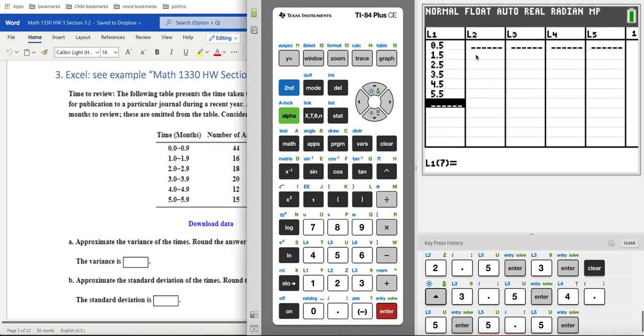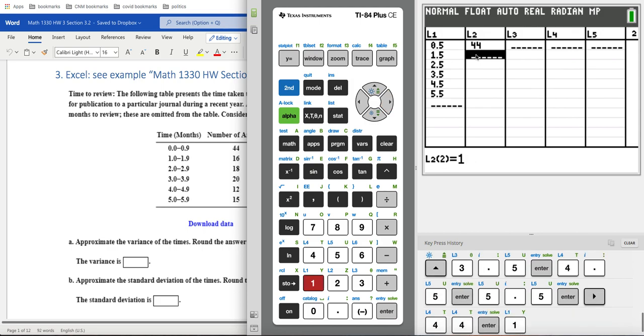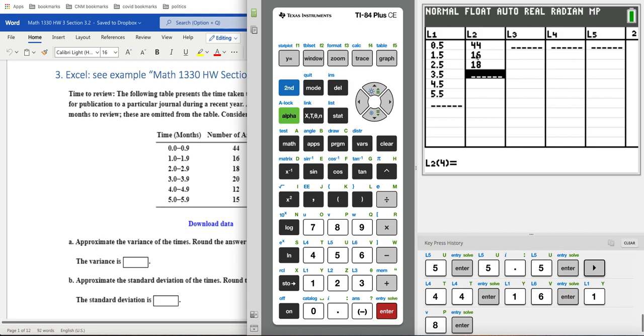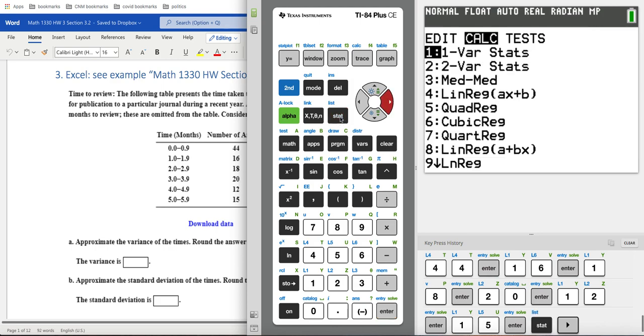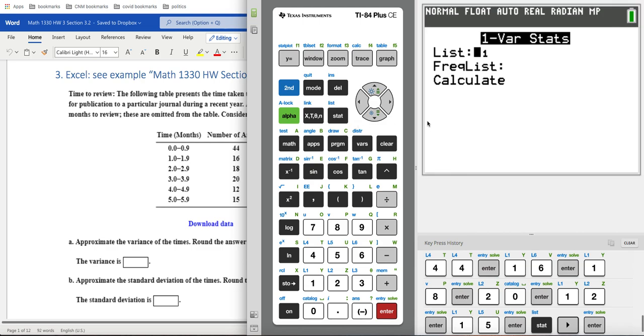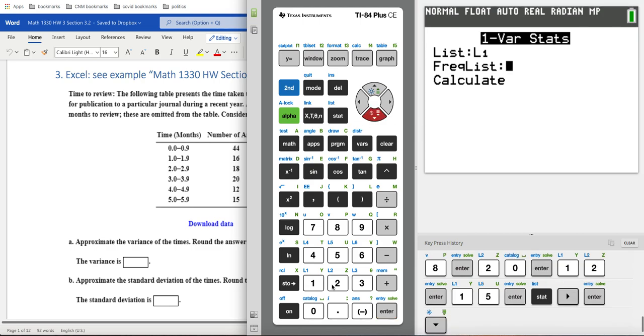And then in L2, we're going to put the number of articles. So we've got 44, 16, 18, 20, 12, and 15. So the big difference here is when we go into stat calc, then we have to put in L2 as the frequency list. And L2 is right here. So we hit the second button and then number 2 to get L2 to show up there, and then calculate.